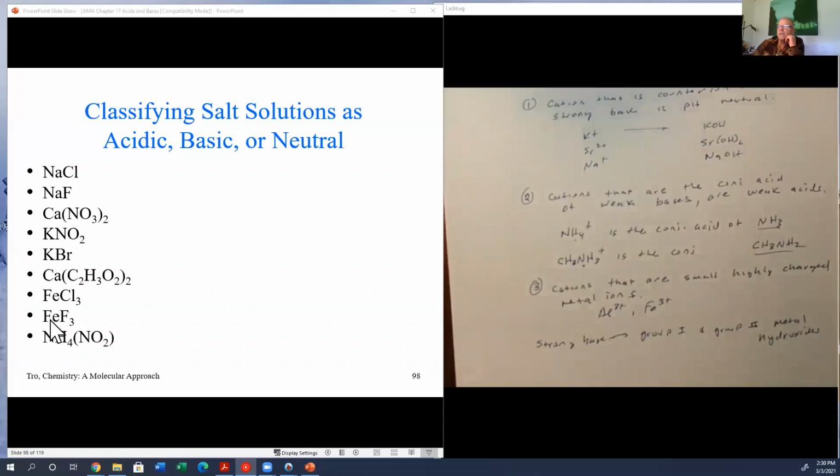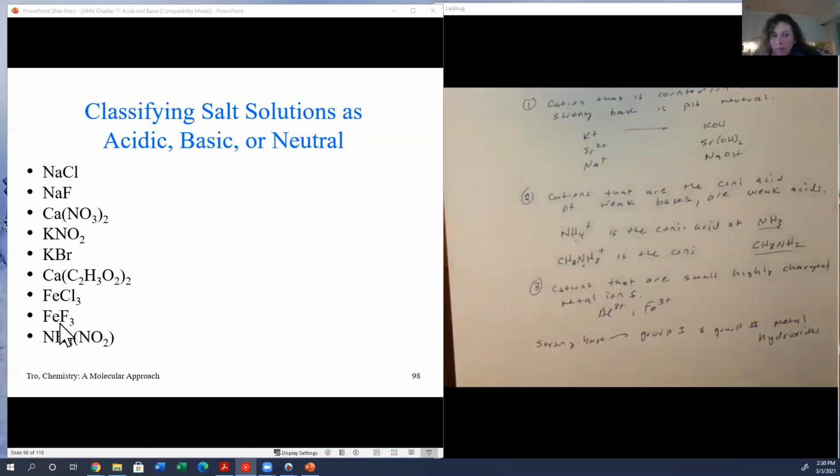There is a way to figure that out based on Kas and Kbs, but I'm not going to worry about that, okay? I just want you to be able to tell, just by looking at it without any more information, if the solution would be acidic or basic or neutral, okay? So if we were asked something like that in the homework or an exam, we would just say you can't tell without more information.